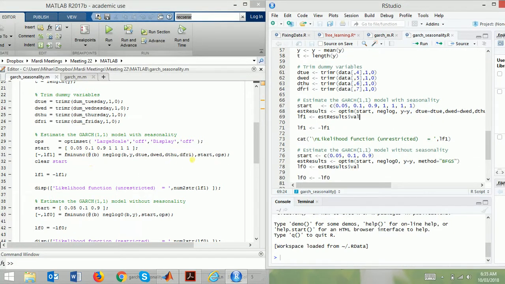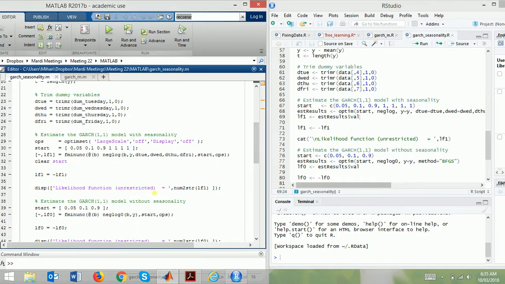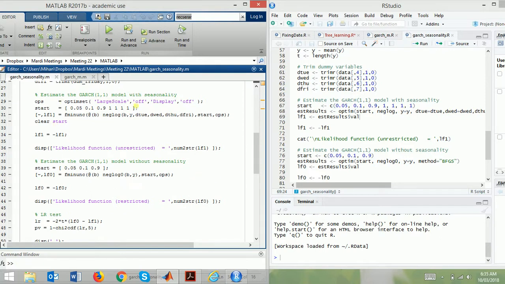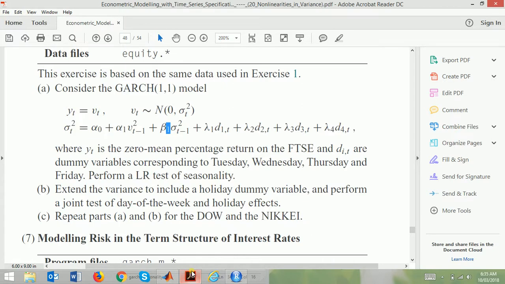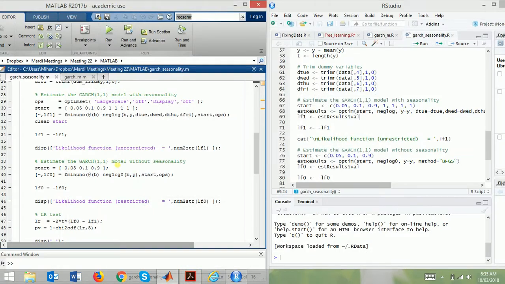And we have optimization. We run it, and LF1, we have the log likelihood function. So we have estimated all the parameters, right? And remember, one important parameter is alpha 1 that captures what? The effect of shock on your variance. The effect of shock on your variance is captured with alpha 1, and hence that is a really important parameter.